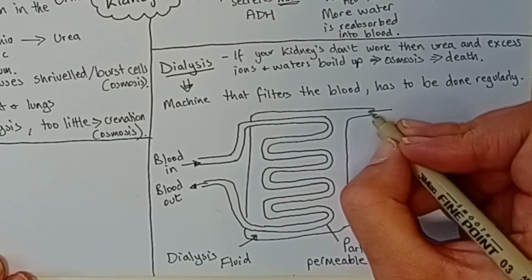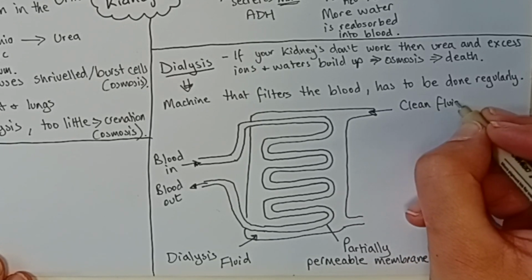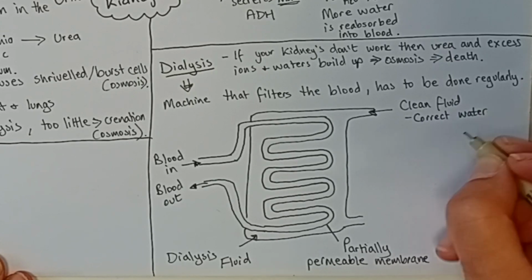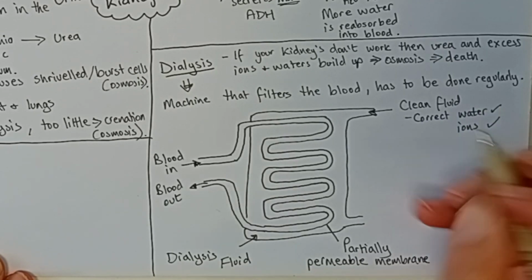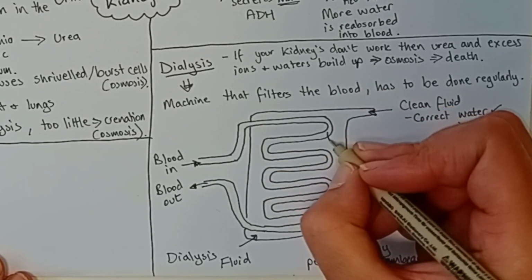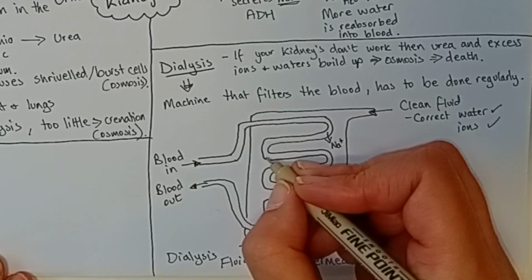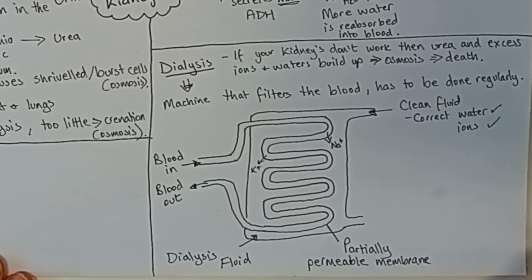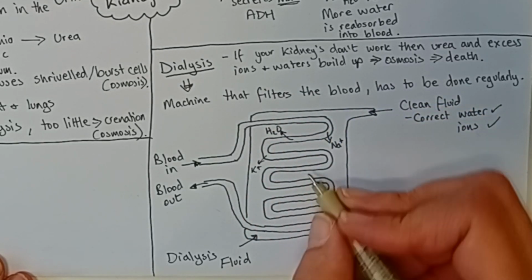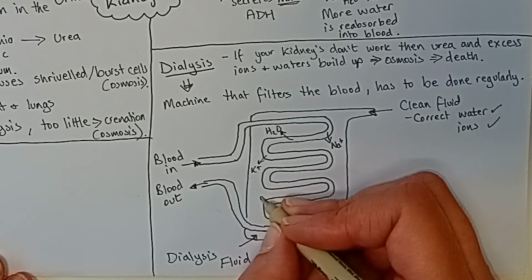So the clean fluid goes in this end, with the correct water, correct ions. The blood passes through that clean fluid, and if there's any extra ions, they move out. So let's do a sodium moving out there. There might be a potassium moves out there. If there's any extra water, that will move out. Equally, if there's not enough water, the water will move in. So it works by osmosis.